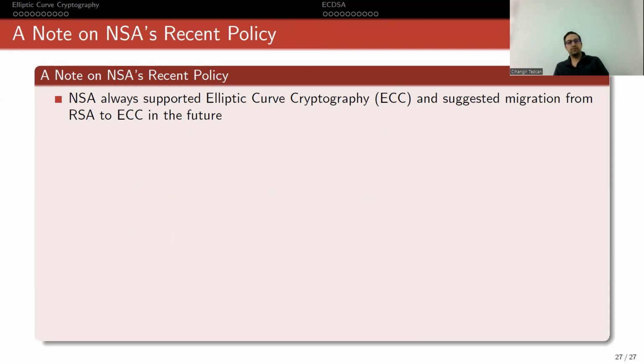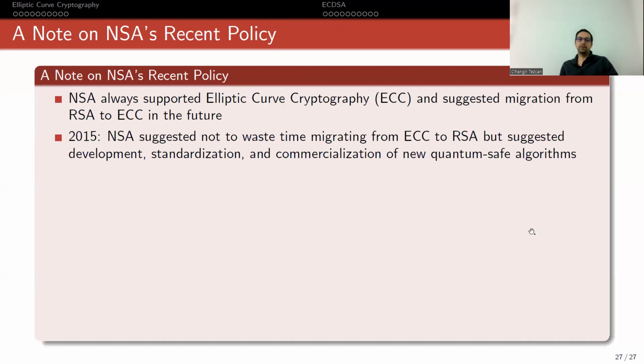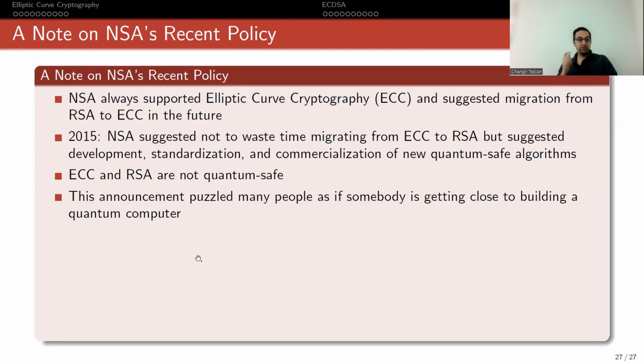So let's recall the NSA's announcement about quantum computers. In the past, NSA always supported elliptic curve cryptography and suggested migration from RSA to elliptic curve in the future. So NSA always said that get rid of RSA, move on to elliptic curve cryptography. But in 2015, NSA suggested not to waste time migrating from RSA to elliptic curve, but they suggested development, standardization, and commercialization of new quantum safe algorithms. Because elliptic curve cryptography and RSA are not quantum safe.